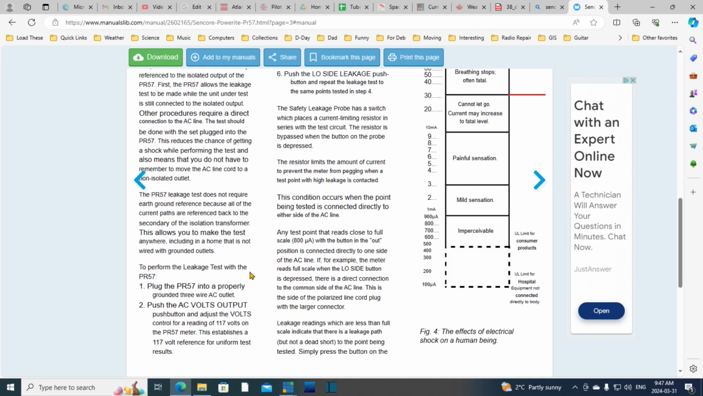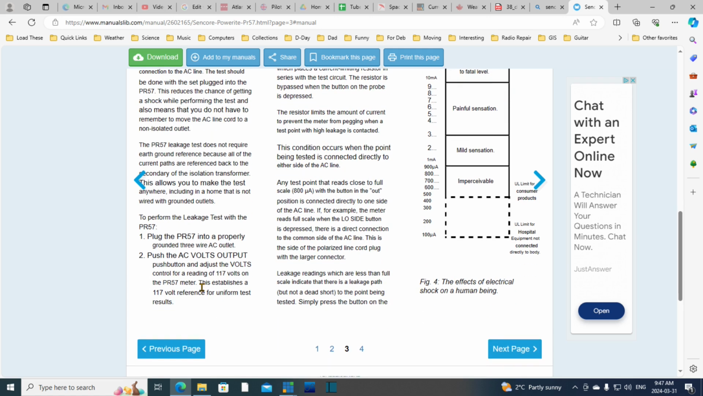Here we are to perform the leakage test. Finally, plug it into a properly grounded 3-wire AC outlet. Okay, it's been done. But yeah, I don't know, because I have my PR57 plugged into another isolation transformer. It's double isolated in my shop here. Still going to work? I think it's still going to work.